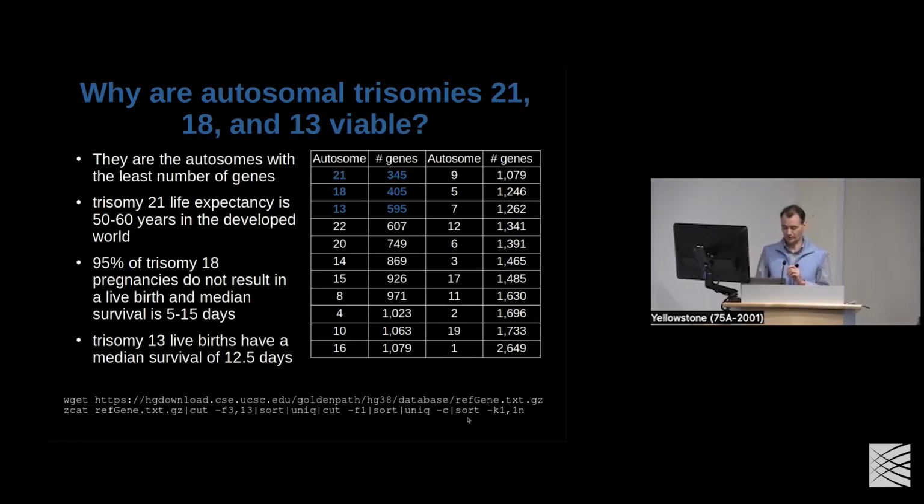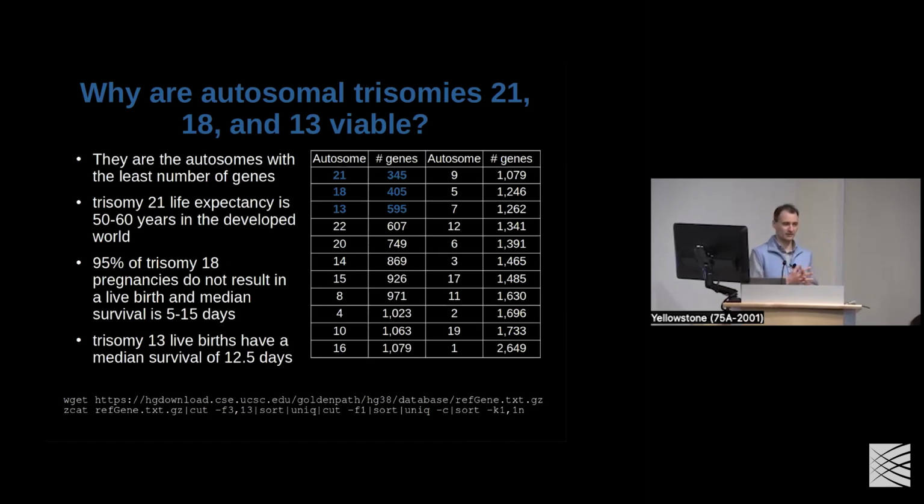If you don't believe me, you can run these 2 lines of code and get the same numbers. But it turns out, yes, trisomy 21 has the smallest number of genes, and 18 and 13 have more. And they turn out to be the viable ones. With viable, though, as a caveat, I think everybody has heard of trisomy 21, Down syndrome. Maybe not everybody has heard of trisomy 18 and 13 before.